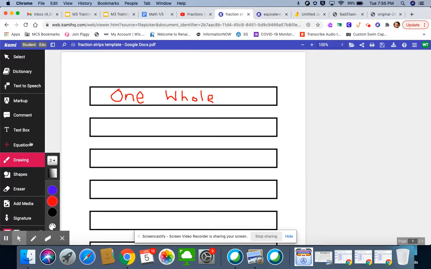So when you are finished with it, there should be a line right here. And on one side, I want you to write 1/2. And if this is 1/2, on the other side, I want you to write 1/2.